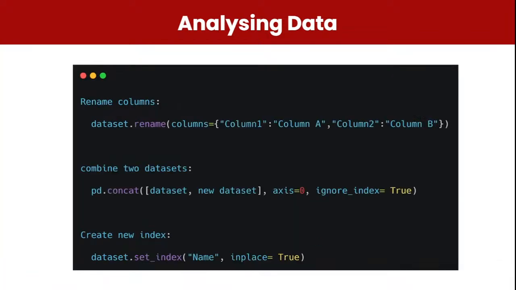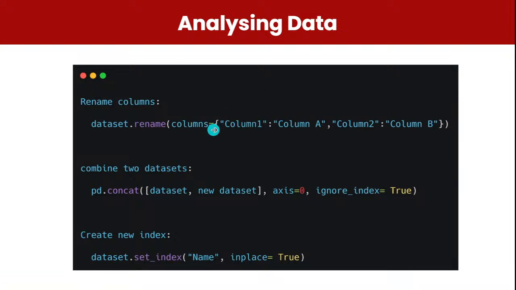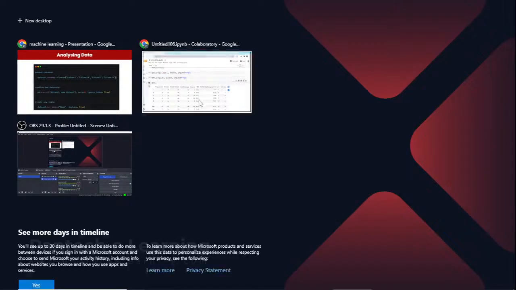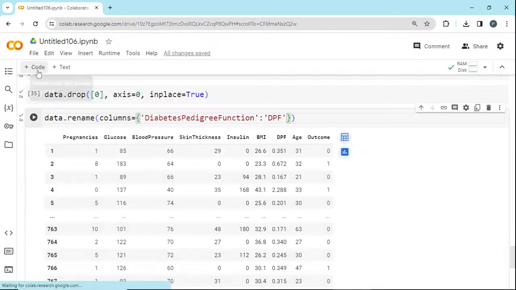And what if I want to rename? If I want to rename, I have to pass a parameter which is columns, and I can create a dictionary of key and value. The key will be the old name and the value will be the new name which I want to replace it with. For example, this diabetes pedigree function is a bit lengthy, so I can just call rename and go with columns equal to, I'll create a dictionary and pass the exact name, diabetes pedigree function. If you are not familiar, just copy and paste this, and then you can rename it to whatever you want. I'll go with a short form, DPF, and let us view it.